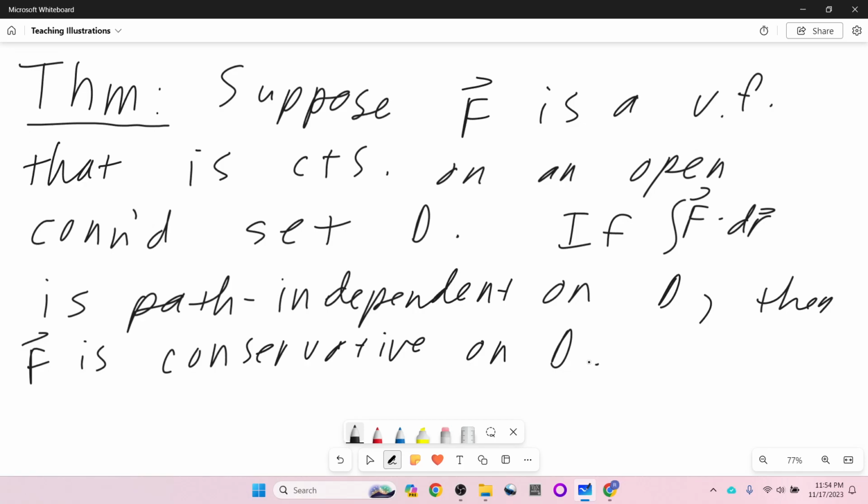So let's see. We already said the opposite. We said if the vector field is conservative, then the integral is path independent. So now we're doing the opposite. If it's path independent, then the field is conservative. Yeah, like I said, I'm going to skip over the proofs for now. I think I'm going to put those in a separate video. All right.